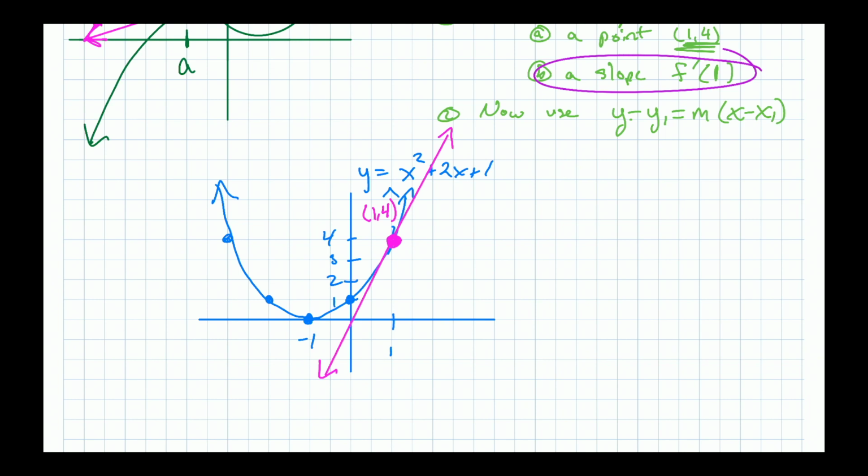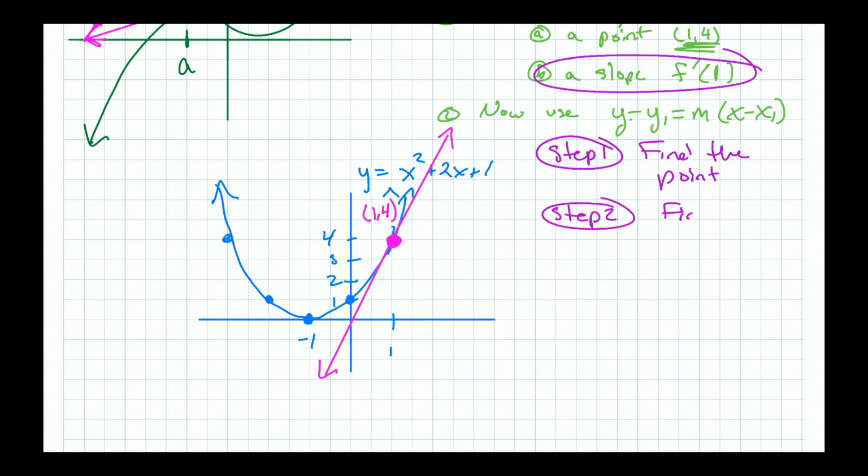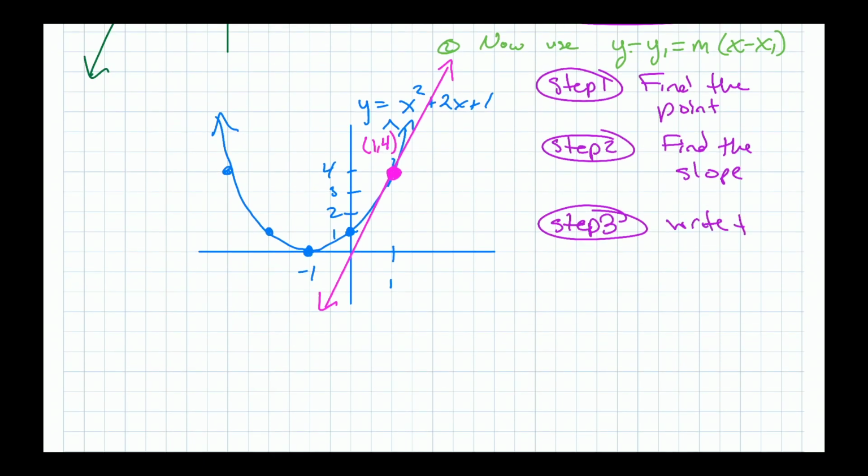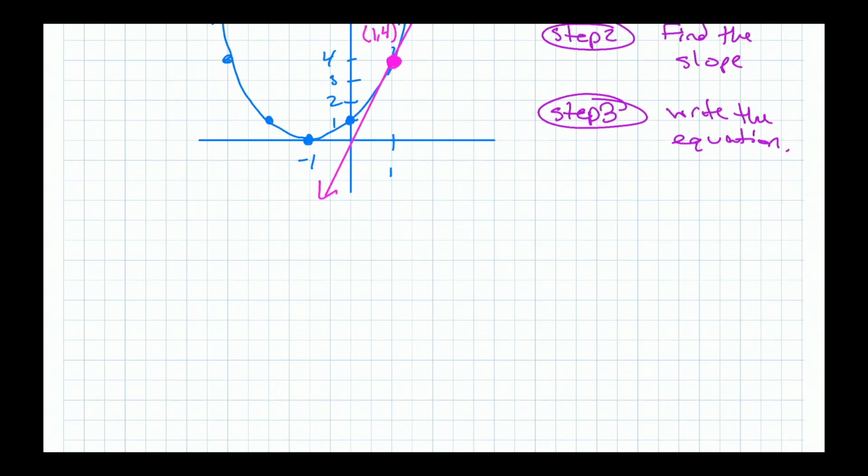All right. So the steps could be written this way. Step 1, find the point, and step 2, find the slope, and then step 3, did I really just fail to spell step? We have reached a new low. Step 3 is going to be write the equation. Right, so basically a 3-step process. Of course, each step has its own pieces to do.